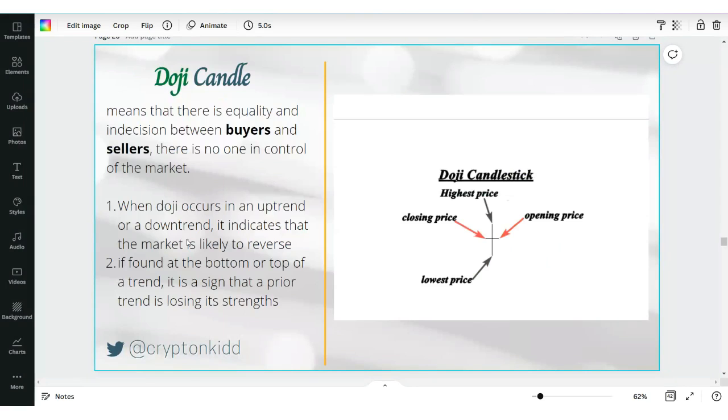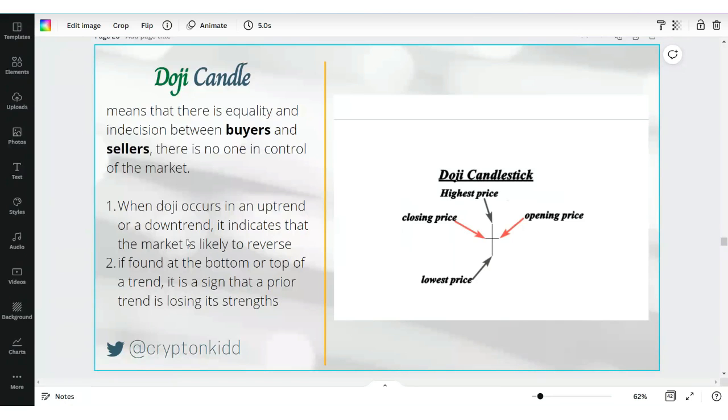Guys, in the last class I mentioned Doji, and I said I was going to tell us about what Doji is. I love the Doji candle so much because it's a unique candle, right? And it tells you a lot. Doji candle means there is equality and indecision between buyers and sellers. It means there is no one currently in control of the market. It just means that at the end of the day, the closing price and the opening price happen at the same price level.